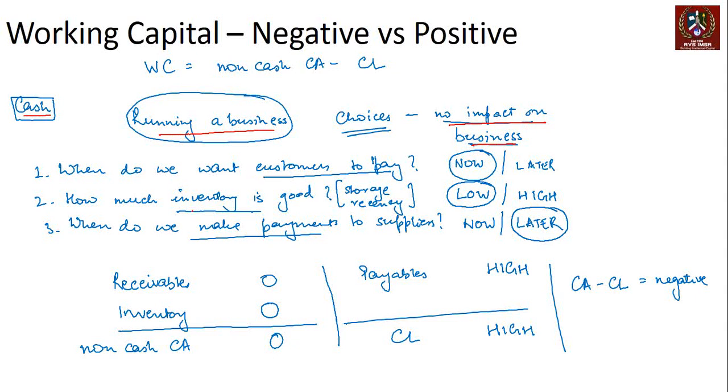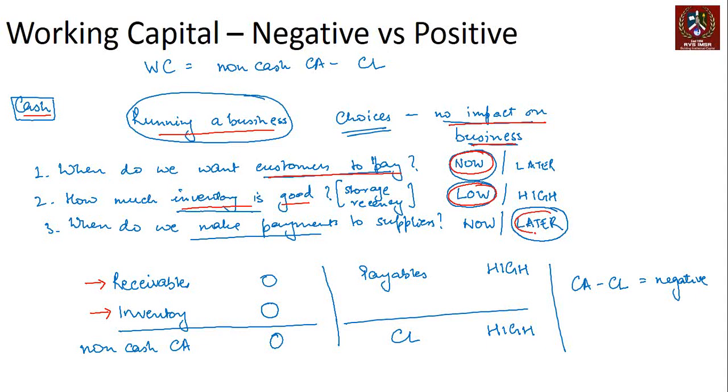There are three questions we have to answer. When do we want our customers to pay? Earlier the better. So we want the customers to pay now. That logically means we want receivables to be zero. How much inventory is good? There are issues with storage of inventory and recency effect of inventory. So we want low inventory, basically saying that if it is possible to have zero inventory, we would have zero inventory as well. When do we make payments to suppliers?